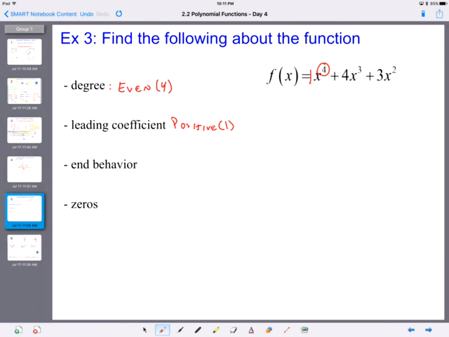And then the end behavior. Well, now that we know this, we know the graph will open up. So the end behavior as x goes to negative infinity and as x goes to infinity, what is happening to your y values? Well, they're both going to infinity. So you say as x approaches negative infinity, f of x approaches infinity. And as x approaches infinity, f of x approaches infinity as well. So they're both going to infinity.